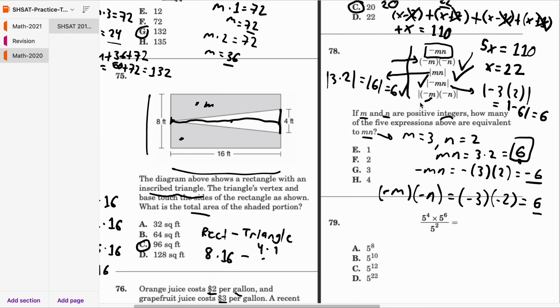And then finally this one, it's going to be negative 3 times negative 2, right? So this is just the absolute value of 6, which is 6. So that also works. So basically we found that all of these expressions, all of them except the top one, are equivalent to mn. So that's 4 expressions. So that would be h. Okay.